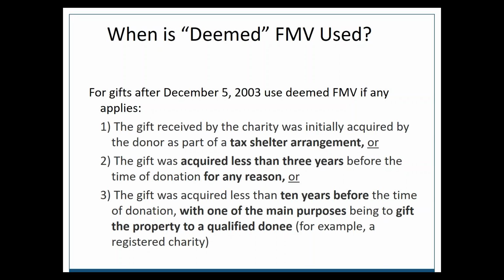If the gift was acquired, so the item being donated was acquired less than 3 years before for any reason, then it also applies. So in some cases, when people are giving you gifts, you're going to have to determine when they actually got that gift. Because if they got it just 6 months before, the question of the cost of acquisition may be appropriate. And we'll talk about some exemptions as well to these rules. Another one is if the gift was acquired less than 10 years before the time of donation, and one of the main purposes was to make a gift to a qualified donee.